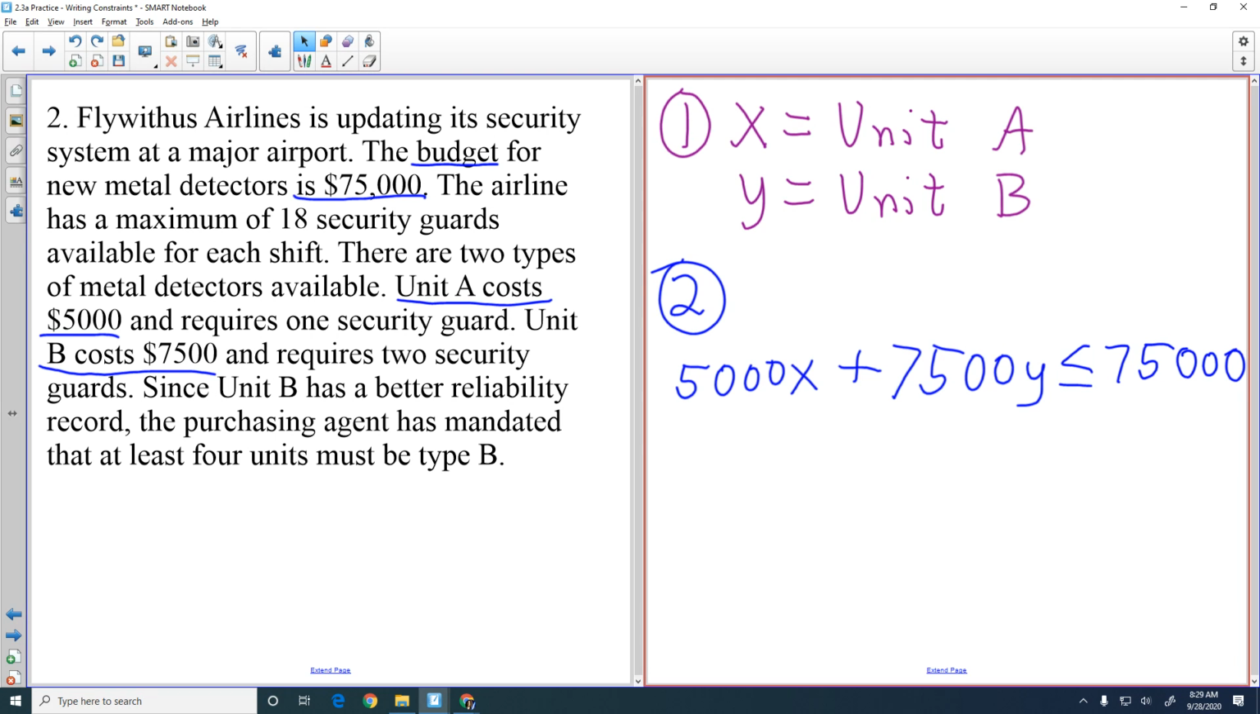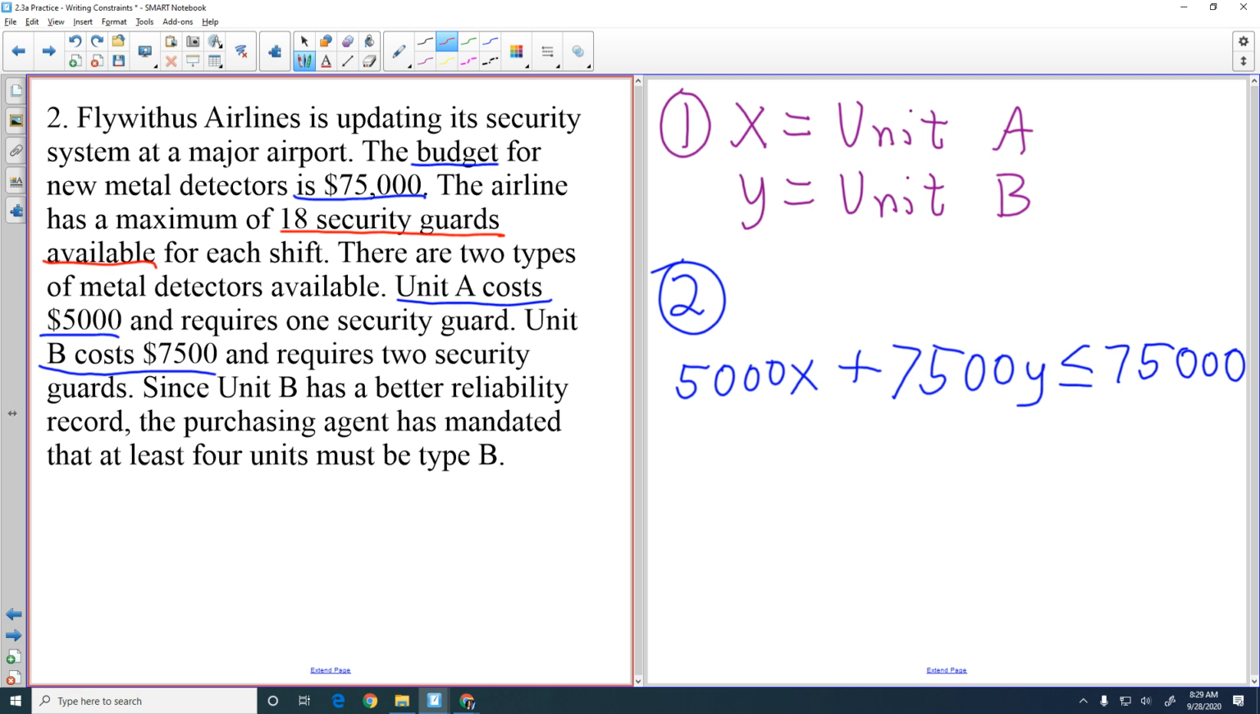What else are we limited by? Like, why can't I buy 2 bajillion of these metal detectors? Security guards, right? We need people to work these metal detectors. So I can't buy like 50 of these metal detectors because we only have 18 security guards available. Now, some of those security guards are going to work the A unit, some of them are going to work the B unit. And so, however many A and B units we buy, we can't use more than 18 security guards. That's all we have. Could I use less than 18 security guards? Yes, we could. So this is going to be another less than or equal to scenario.